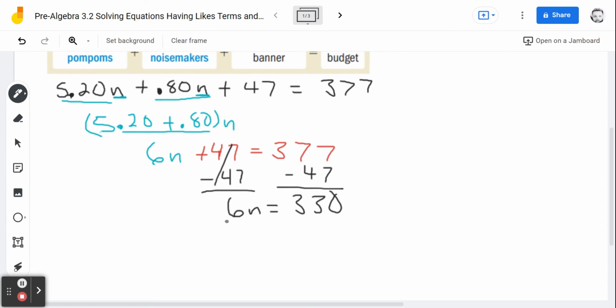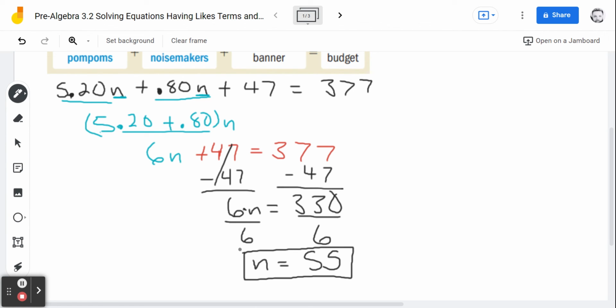And what do I do next? Divide by 6, right? Whatever I do on both sides, I got to do to the other. And that gives me n equals 55, because 330 divided by 6 is 55. So that means I could get 55 sets of pom-poms and noisemakers. 55 noisemakers and 55 sets of pom-poms. That's not bad. Okay. I'll leave that up there for a second so you guys can get it all copied down.